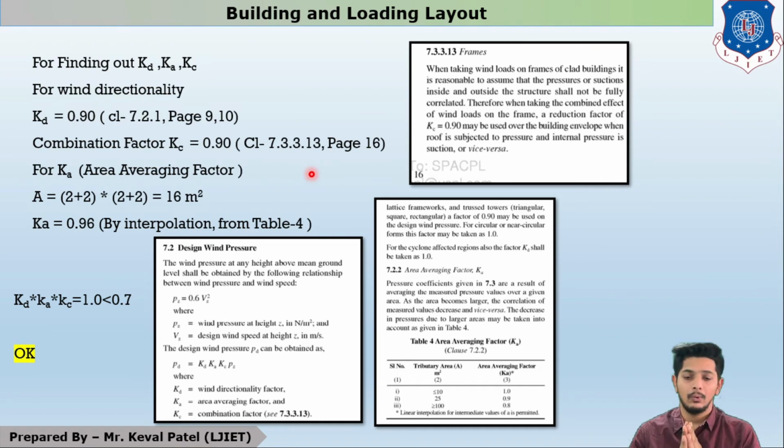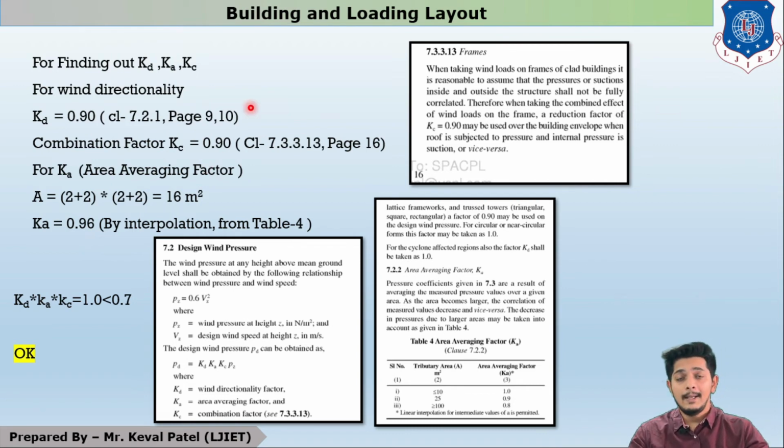Now, Table number 4 and clause number 7.2.2 in the IS code have values for less than 10, 25 and greater than 100. So I have to interpolate my value here, as it is a 16 meter square tributary area. For 10 or less than 10, the value is 1. For 25 it is 0.9. So my value should be between 1 and 0.9. According to interpolation, if the gap is of 15, the gap is 0.1. So for a gap of 6, what is the gap? From cross multiplication, I will get my Ka as 0.96.